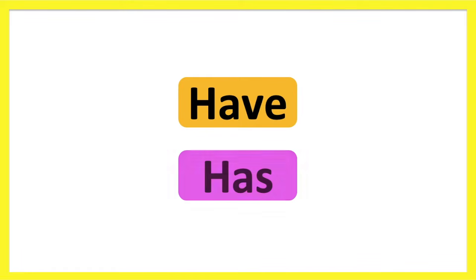Have, has. In this video, we will learn the difference between these two words. Both have and has are verbs. They can be used to show possession, or they can be used as helping verbs in a sentence. The form used will depend on the subject in the sentence.